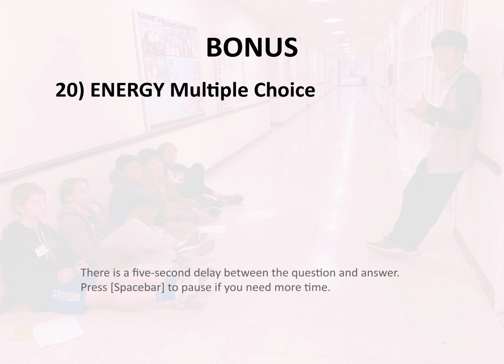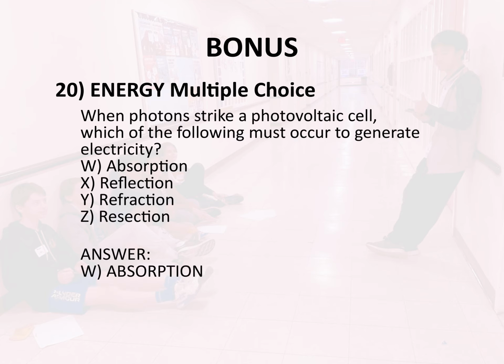Bonus 20. Energy. Multiple choice. When photons strike a photovoltaic cell, which of the following must occur to generate electricity? W. Absorption. X. Reflection. Y. Refraction. Z. Resection. Answer: W. Absorption.